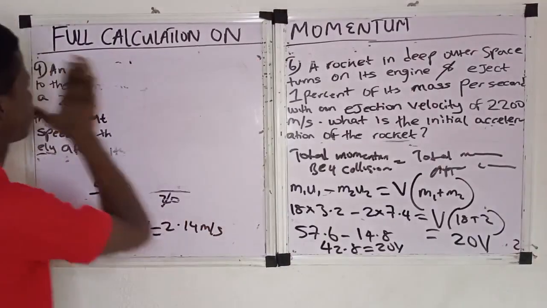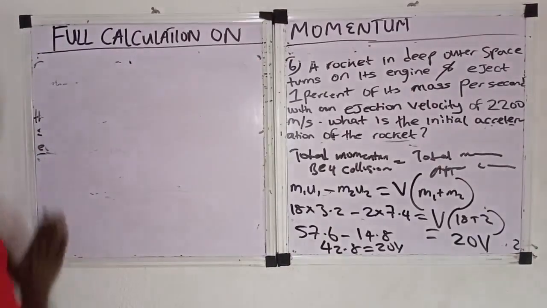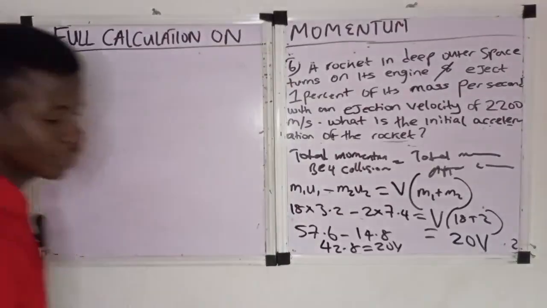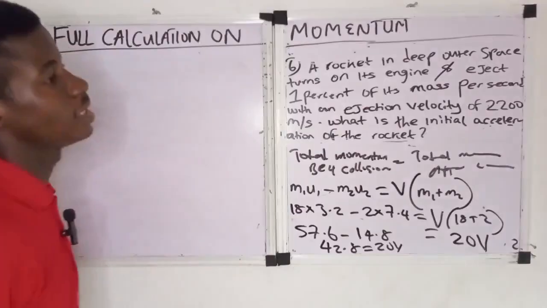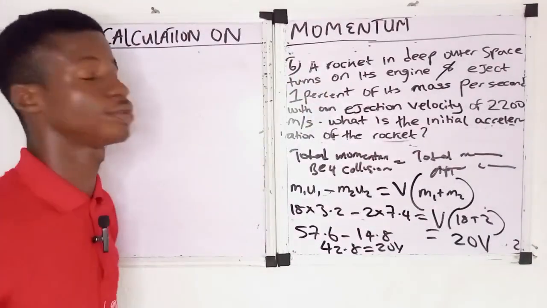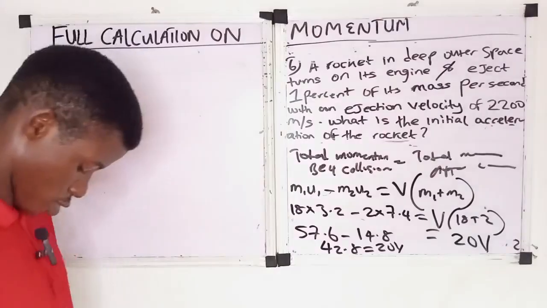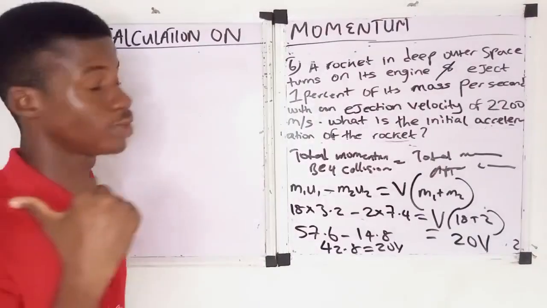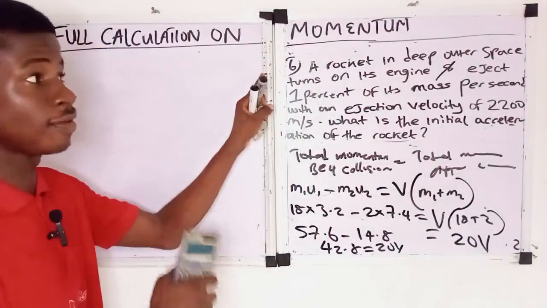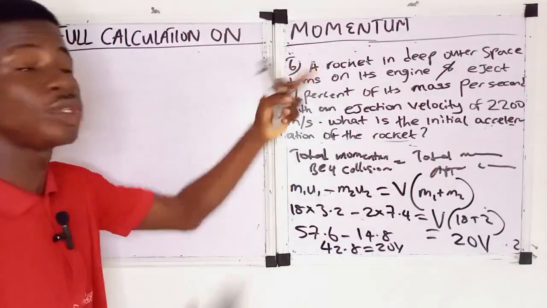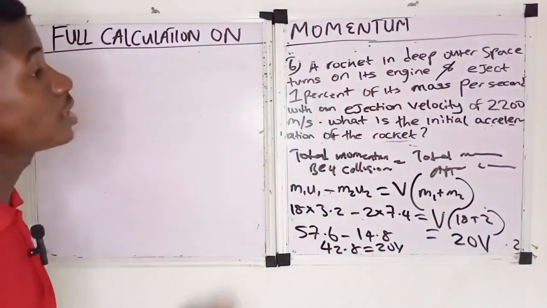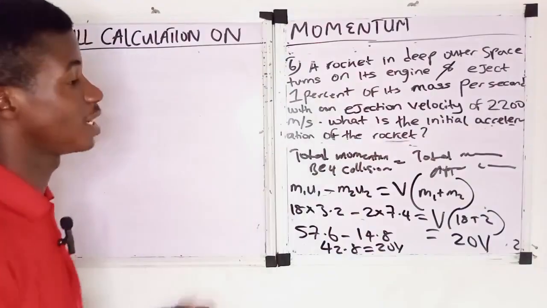Next is question 6. This question is under rocket propulsion, another application of conservation of momentum. This is why I'm telling you to go and watch our previous class video, where I gave you what you need to know about rocket propulsion, the formulas and all. So this is a rocket propulsion problem.